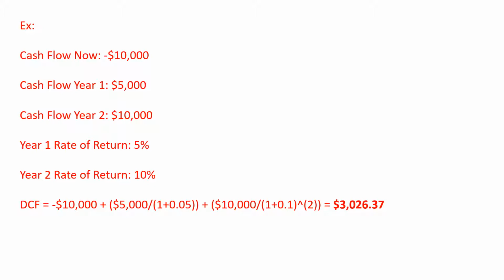So anyway, we have the $10,000, and we put it over 1 plus 0.1, because our year 2 discount rate is 10%. That's why we have to do 0.1 instead of 0.05 from year 1. And we raise the 1.1 to the second power. So we divide 10,000 over 1.1 to the second power. And once you add all 3 numbers that you get from this calculation together, you end up with a discounted cash flow of $3,026.37. So you can see it's quite different from just, well, $5,000.